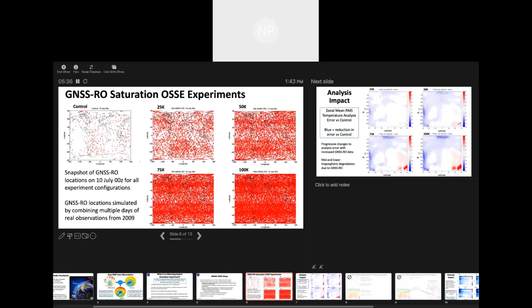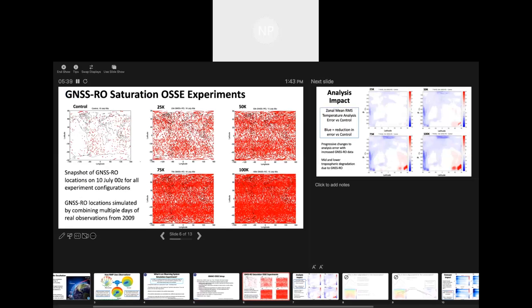So for the experiments that we're doing here, we're looking at these saturation experiments to see if we add a very large number of RO observations per day, do we see a drop off in usefulness of the data? So the top left panel here is showing you for a 6-hour cycle how many RO observations we have in our control. And you can see that we don't have very many. Our control was based on the year 2015, and it was kind of a low point when there weren't actually that many RO data. And then we have 4 experiments where we add up to 100,000 additional RO soundings, profiles per day.